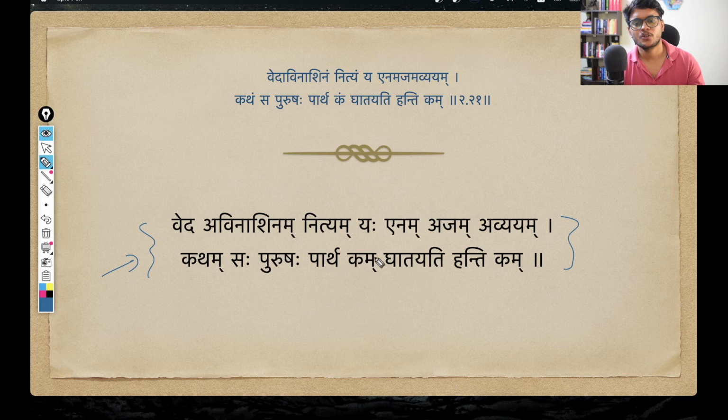As you can already spot, we have a Dirgha Sandhi happening here, Veda Vinashinam. Then we have a Visarga Lopa Sandhi happening here, where the Visarga disappears. And then if you see this word, Enam Ajam Avyayam, a Sandhi is not happening here, because just a consonant is joining with the adjacent vowel. So there is no change. So Sandhi is not happening.